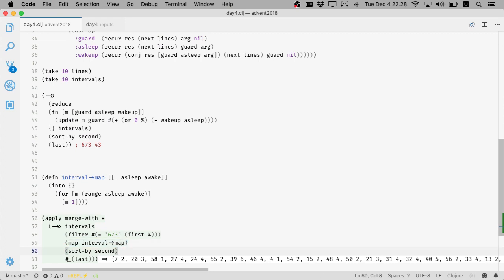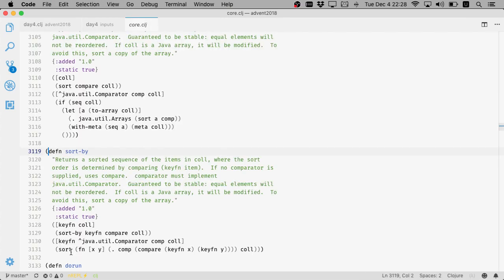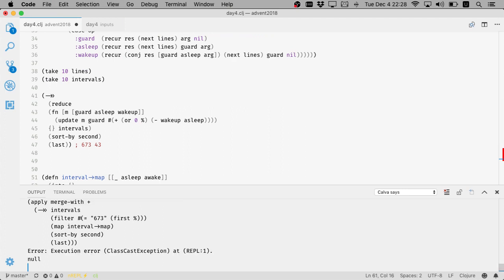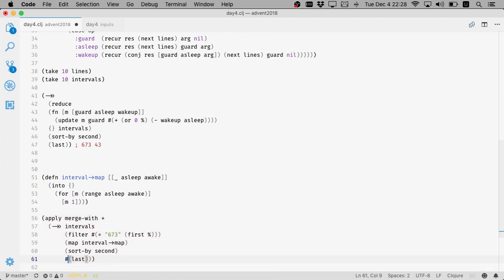Oh, because sort by, no, takes, that's correct, key fn. Okay, so I don't really understand why sort by second doesn't work. It worked here, right? So. It worked here. This is really strange.